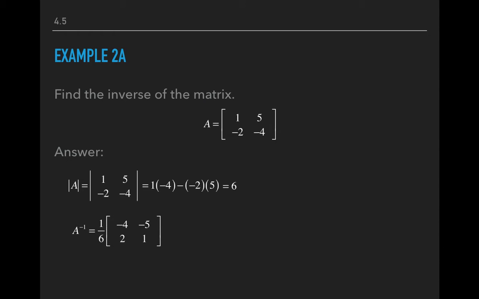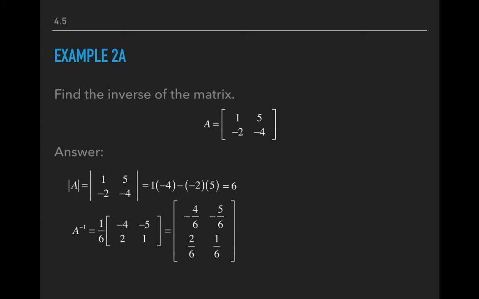5 and 2 stayed in the same place, but 5 was originally positive, the B position. Now it is the opposite, and it is negative. The C position, originally negative 2, is now a positive 2. We made it the opposite. Okay, so inside is good. Now we just need to multiply it by that scalar.